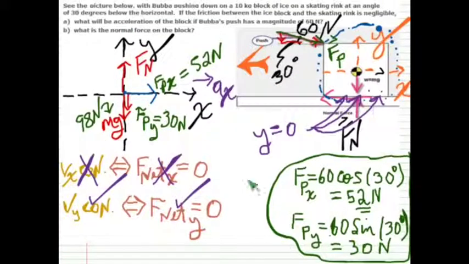The x component of the push is 60 newtons times the cosine of 30 degrees, and that's 52 newtons, and so we annotate that. The y component, which is negative, is 60 newtons times the sine of 30 degrees, and that's 30 newtons, and so we annotate that.